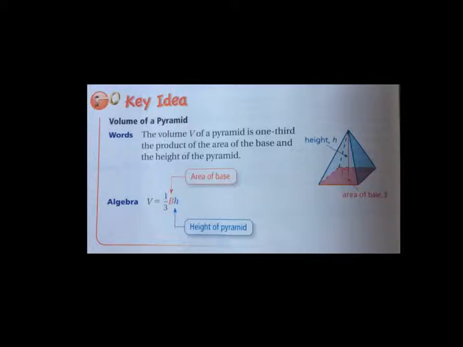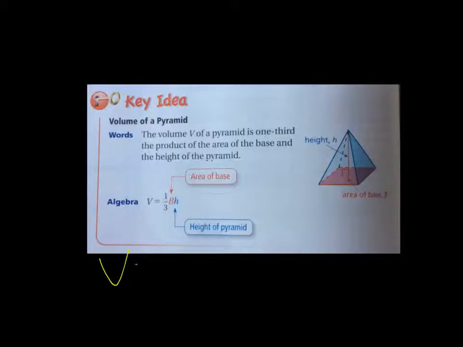So this looks a lot like the volume of a cone, right? The only difference is going to be what the area of the base formula is, so what we plug in for our big B there. The difference between a cone and a pyramid is that the base of a cone is a circle, so we use pi r squared for the area of the base formula. And for a pyramid, it's a rectangle or a square, so we use length times width.